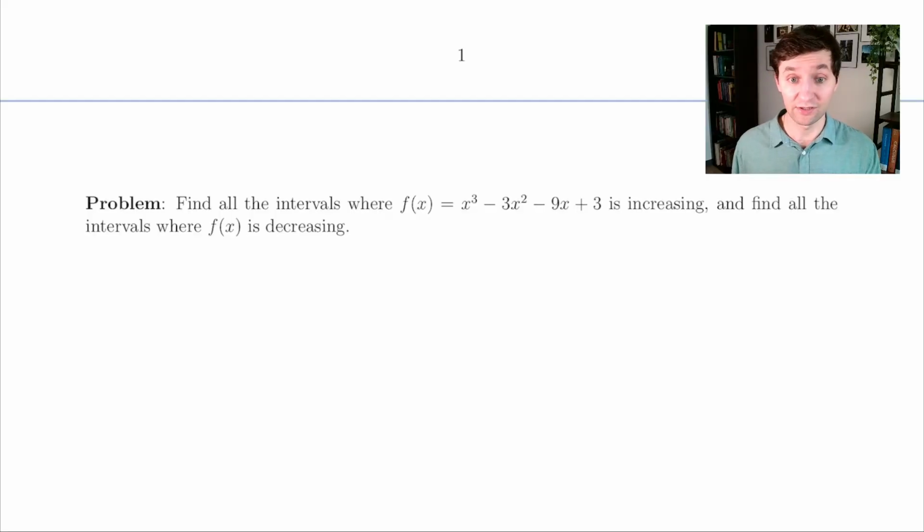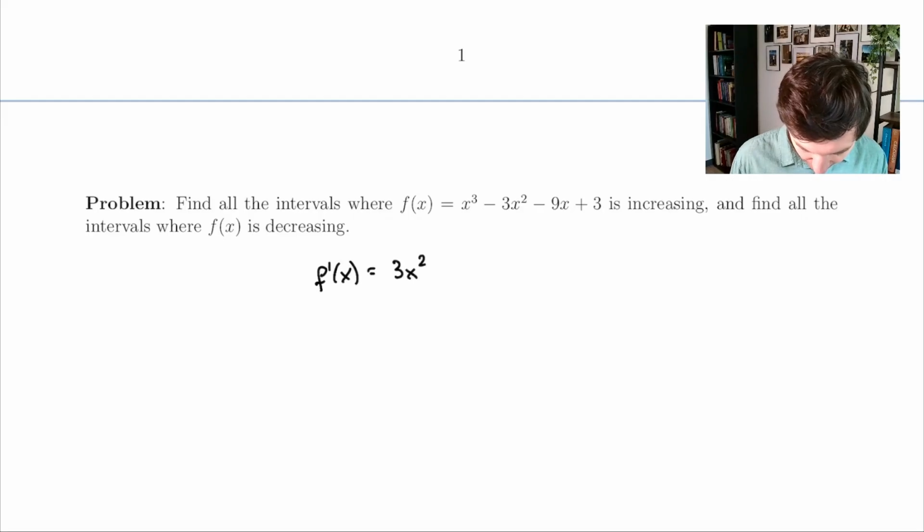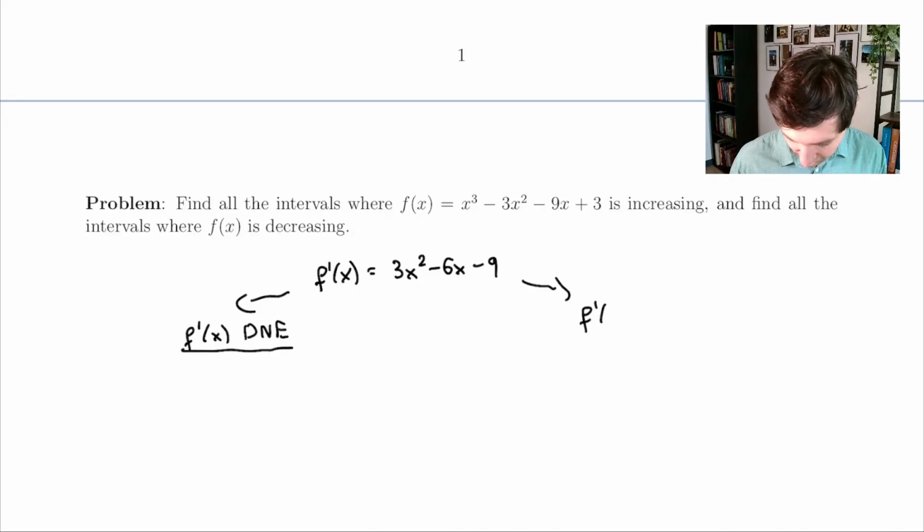We know that the function can change from increasing to decreasing and vice versa at critical numbers. Let me find critical numbers of this function. To find critical numbers, I take the derivative, and I get 3x squared minus 6x minus 9. Then I ask myself two questions. Are there any x's that make this derivative not defined? And are there any x's that make this derivative 0?